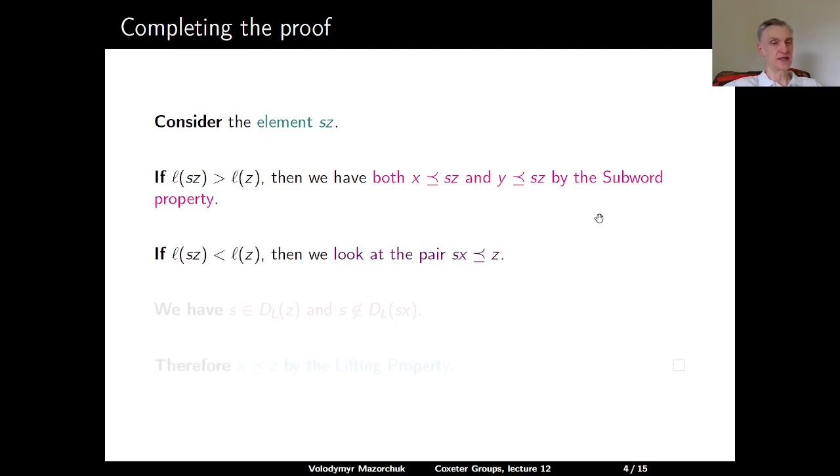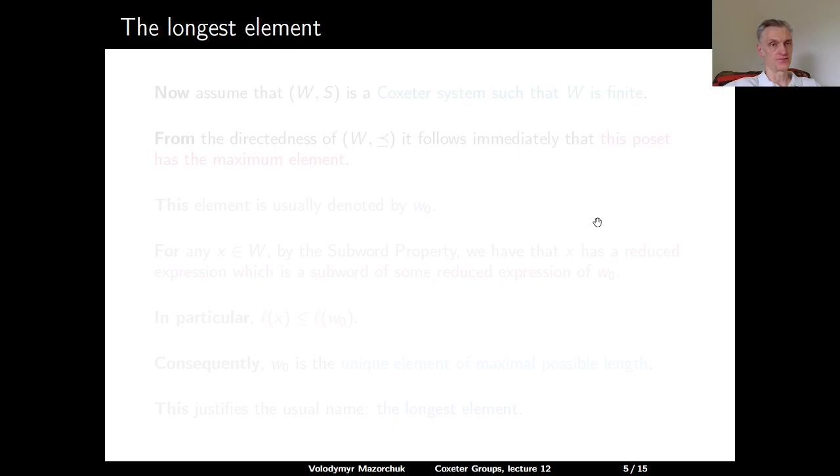If the length of sz is strictly smaller than the length of z, then we look at the pair sx, which is Bruhat less than or equal to z. And now we have an element s, which is in the left descent set of z, but which is not in the left descent set of sx. And so we have that x is Bruhat less than or equal to z by the lifting property. And we already have that y is Bruhat less than or equal to z by induction, so we again have our upper bound. And this completes our proof.